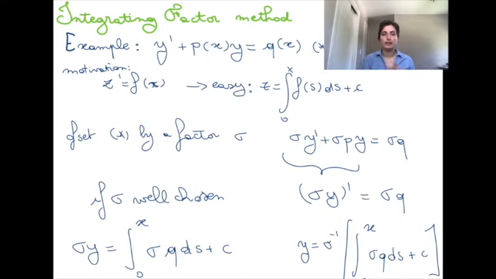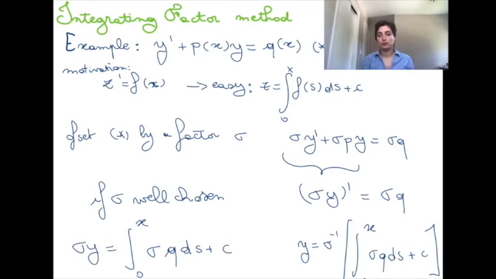We know that x prime equals f of x is fairly easy to solve. So x is just the integral of f from 0 to x. So if we're looking at our first order ODE with non-constant coefficients and non-homogeneous, maybe we can offset this whole thing by a factor sigma that makes our job easier. So if we offset everything by a factor sigma, we have sigma y prime plus sigma p y equals sigma q. And if we choose sigma well enough, then our left-hand side is actually the derivative of sigma y.